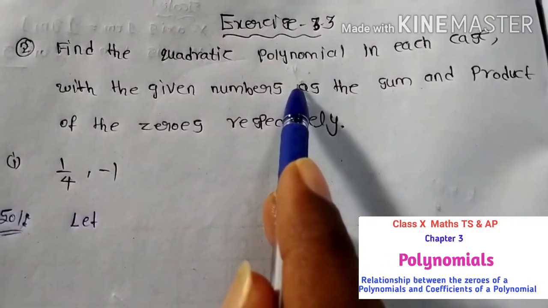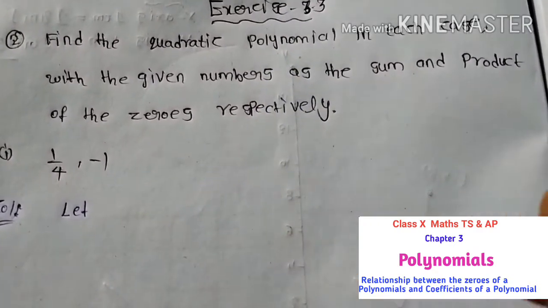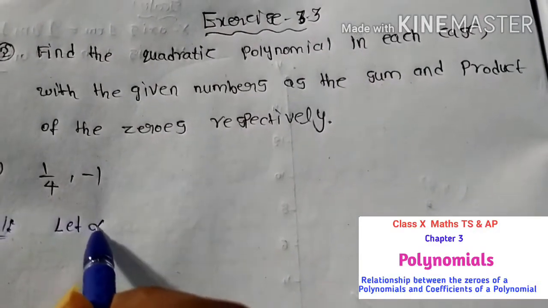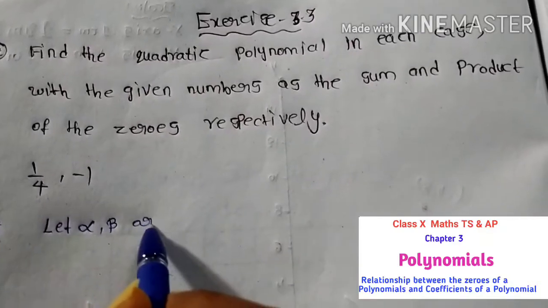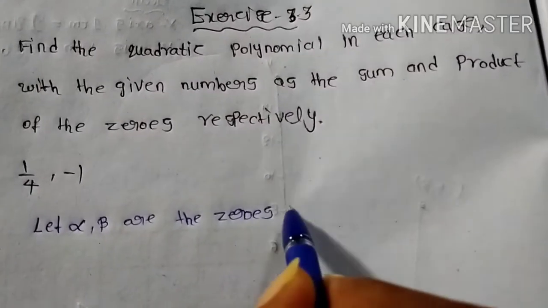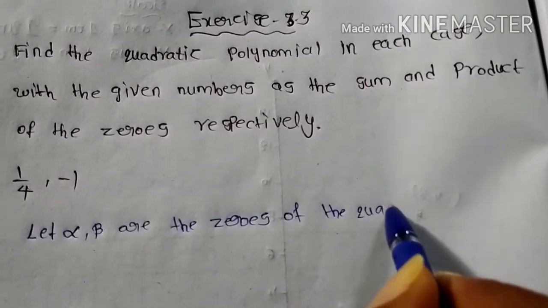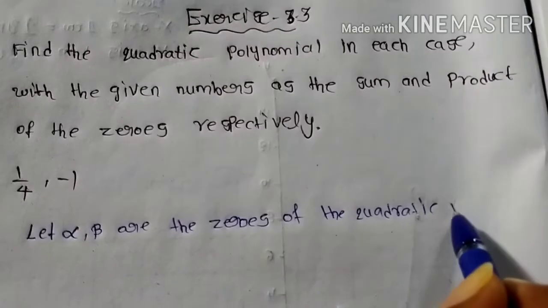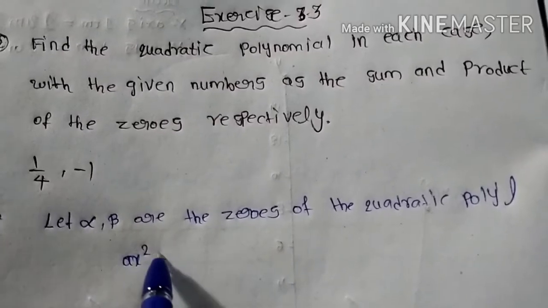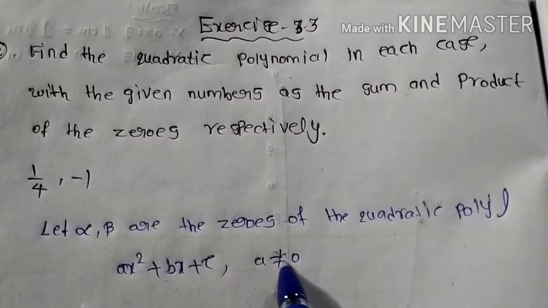You know that a quadratic polynomial is in the form of ax square plus bx plus c, where a is not equal to 0. Yes or no? Yes. So first of all, I am taking alpha, beta as the zeros of the quadratic polynomial ax square plus bx plus c, where a is not equal to 0.